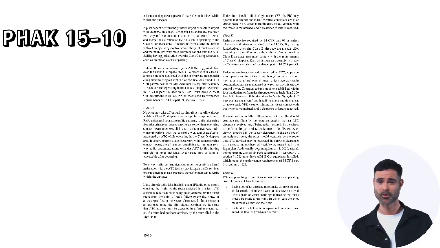If the aircraft radio fails in flight under IFR, the pilot should continue the flight by the route assigned in the last ATC clearance received, or, if being radar vectored, by the direct route from the point of radio failure to the fixed route or airway specified in the vector clearance. In the absence of an assigned route, the pilot should continue by the route that ATC advised may be expected in a further clearance, or, if a route had not been advised, by the route filed in the flight plan.